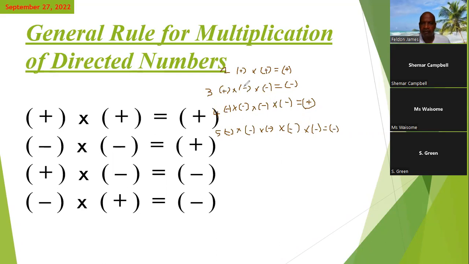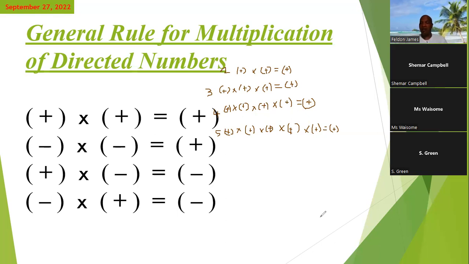And if you're multiplying positive times positive times positive, what would you get? Positive. And with four positives, what would you get? Positive. And with five positives, you get what? Positive. So when you're multiplying positives, the odd or even amount doesn't affect the sign.